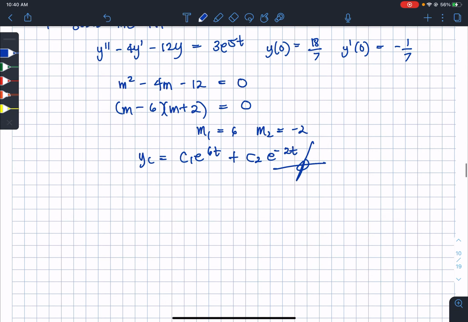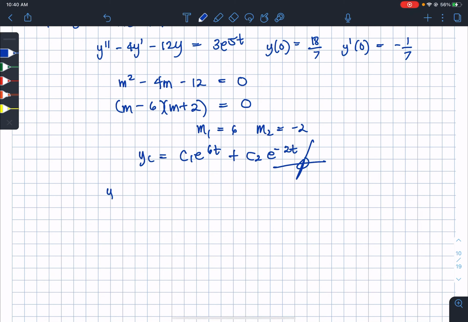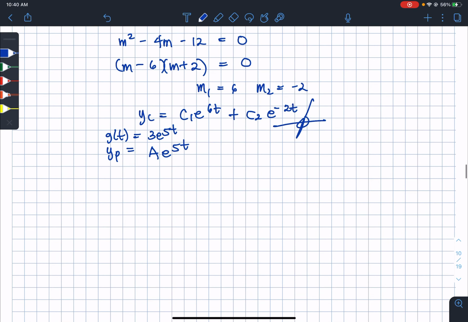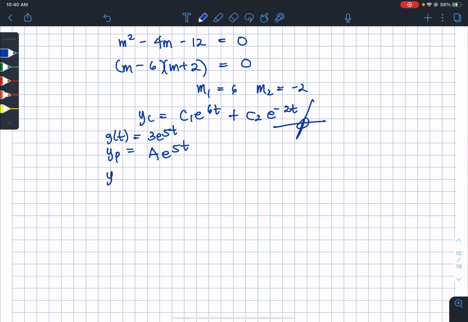So how about our trial particular solution? So our y of p is, by the way, our g of t is 3e5t. So therefore, our y of p is just a e5 of t. So simple lang siya. So yp prime would be 5a e raised to 5t. And yp double prime would just be 25a e raised to 5t.